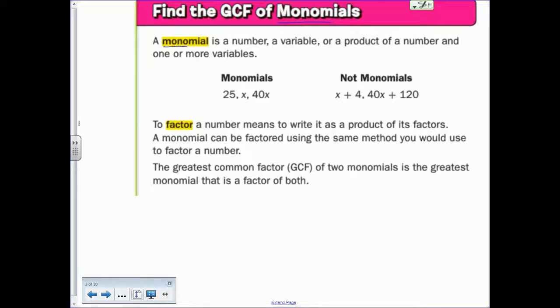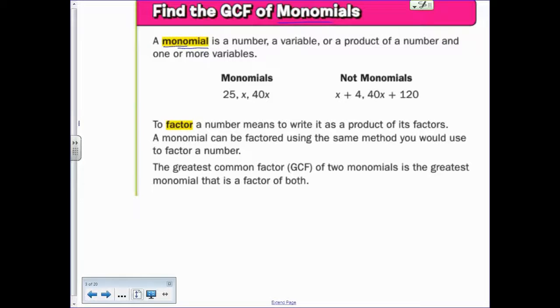It says, find the greatest common factor of monomials. You can see that I have a monomial is a number, a variable, or a product of a number and one or more variables. Well, if you look at the word monomial, it has a couple different words in it, and they actually overlap. Mono means one. And then you also have nomial, which means number. So one number. So a monomial is a singular number or a singular term is really what it is.